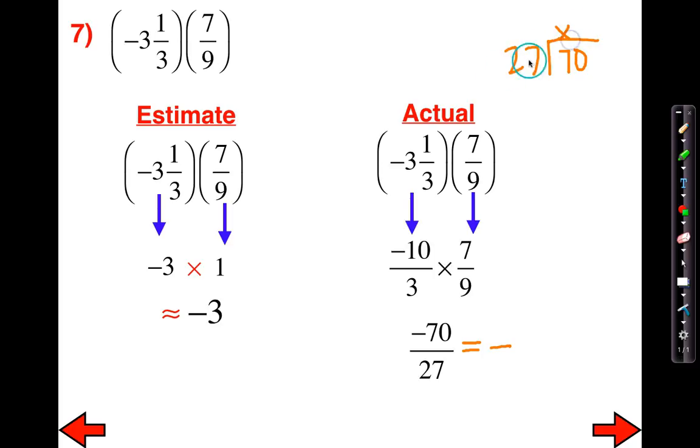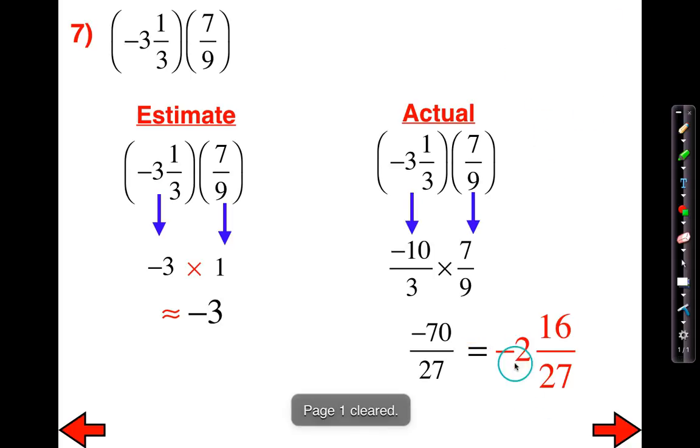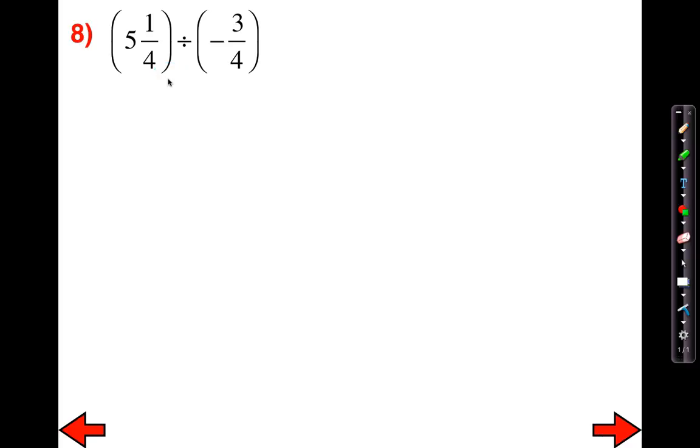27 can't go into 7, but it can go into 70 about 2 times, which is going to leave me with, let's see, 54. That's going to leave me with a remainder of 16. So I'm left with -2 and 16/27. And again, since I already left that negative there, there's no way for me to accidentally leave it off. So it's a very good tip for you to decide the sign before you actually go and do some side work. Now looking at number 8.